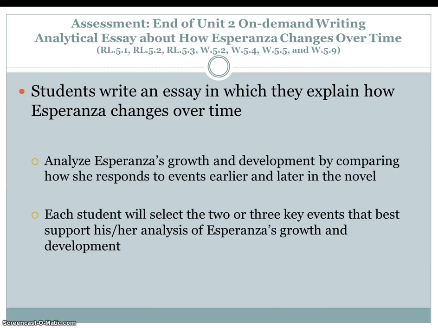End of Unit 2, On-Demand Writing, Analytical Essay about how Esperanza changes over time. Students will write an essay in which they explain how Esperanza changes over time. Students will be expected to analyze Esperanza's growth and development by comparing how she responds to events earlier and later in the novel. Each student will select the 2 or 3 key events that best support his or her analysis of Esperanza's growth and development.